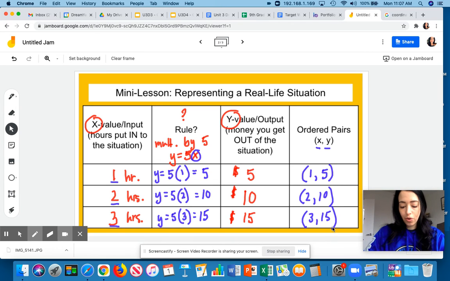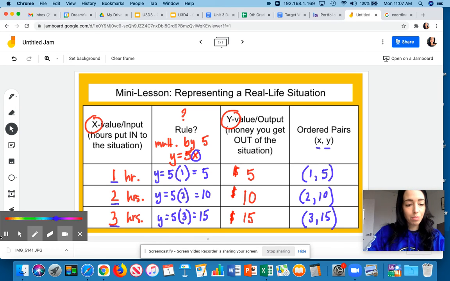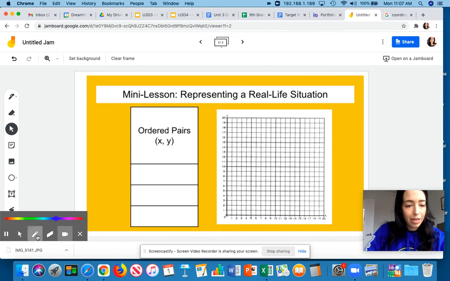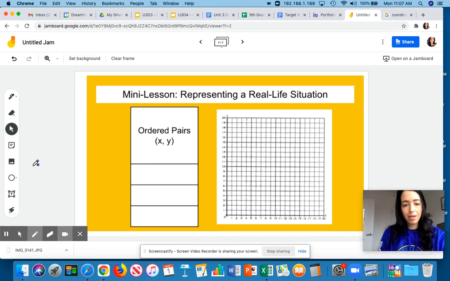Okay, so then really the next part is kind of taking these ordered pairs and putting it on a graph. So I'm going to switch one more time. I got to write those back in, unfortunately, but I remember what they were. We had (1, 5), (2, 10), and (3, 15).